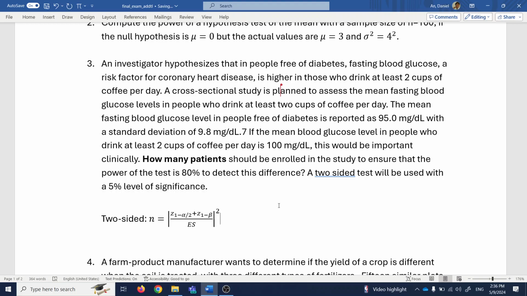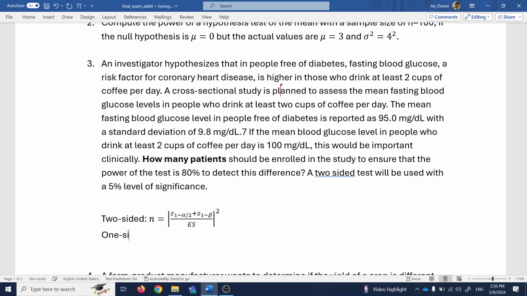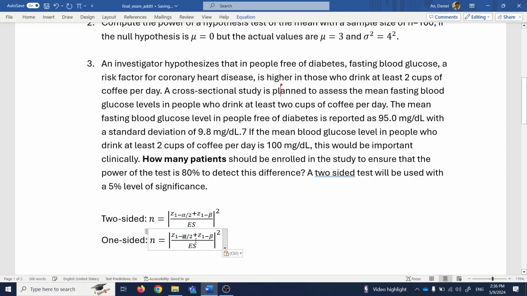Okay, and then one-sided is N equals the same as this one, except that because it's one-sided, you don't have to do 1 minus alpha over 2, it's just 1 minus alpha. And in both cases, effect size is mu claimed minus mu actual divided by sigma. Okay.